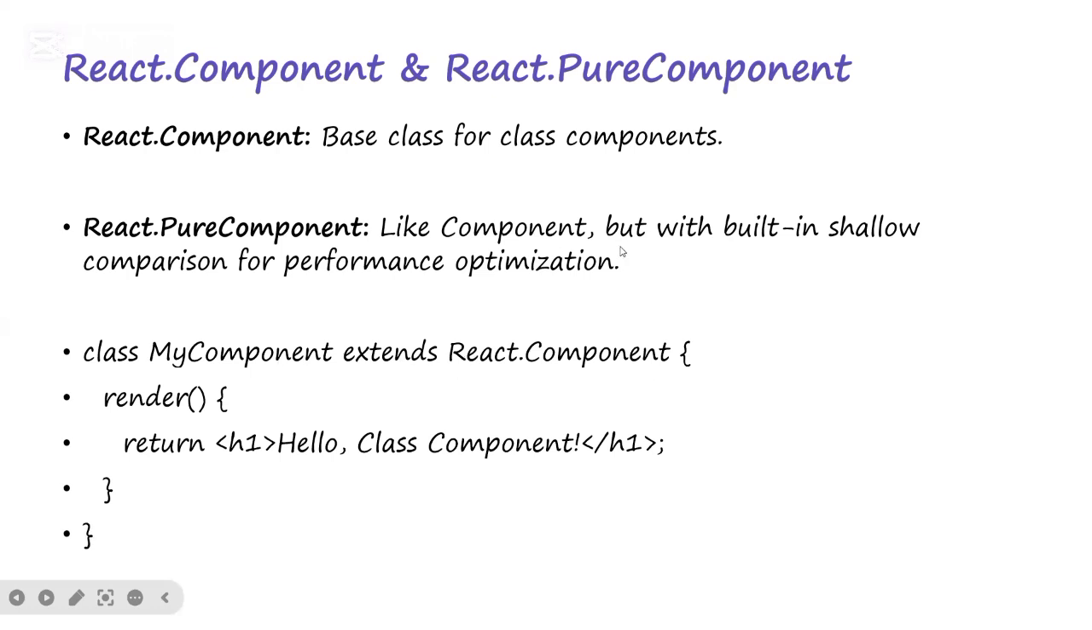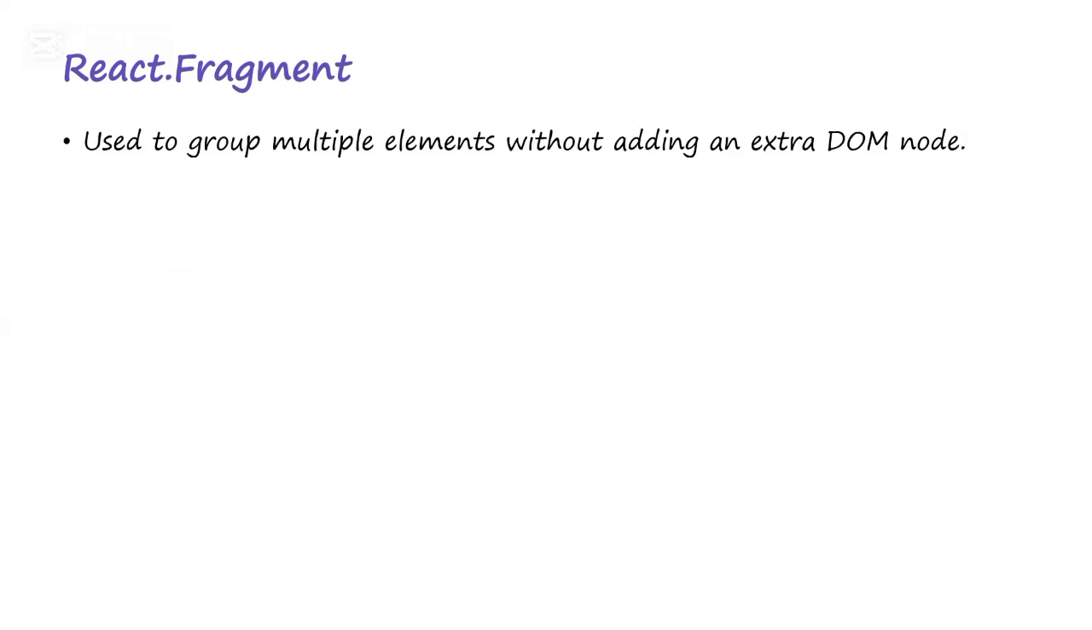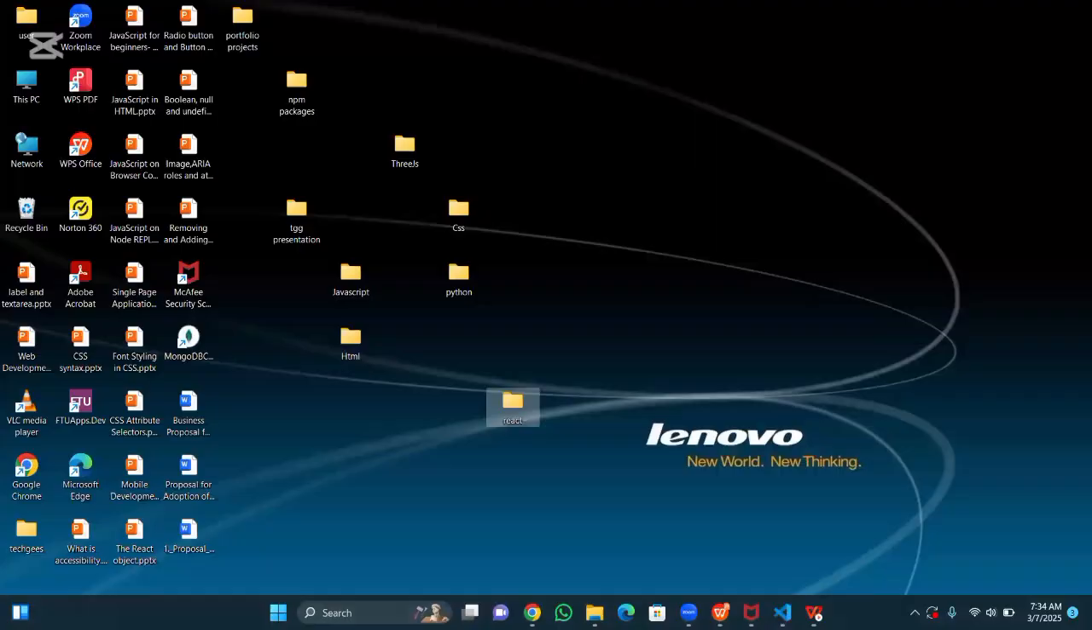The next thing we have here is React.Fragment. We use React.Fragment to group multiple elements without adding an extra DOM node. For me to explain this React.Fragment, I'm going to go back to using a functional component.